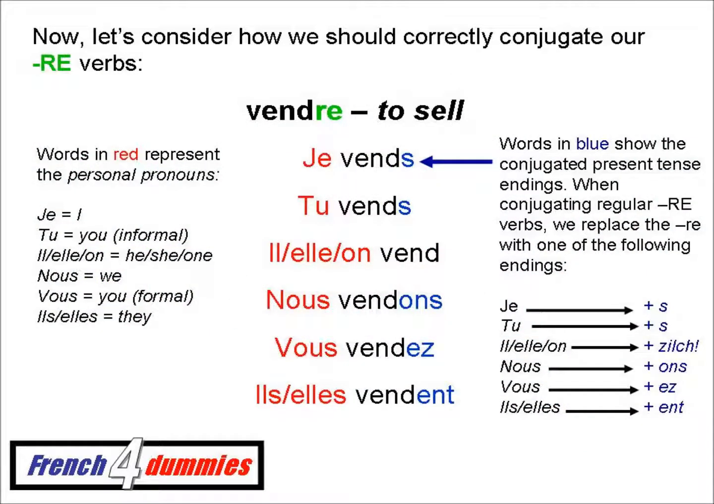Right. So now you're done thinking about how to conjugate the RE verbs, let's look at how we should actually conjugate them in real life. I have chosen the example of vendre, to sell, to explain this to you. As you know, the words in red represent the personal pronouns, and the words in blue represent the conjugated present tense endings. When conjugating regular RE verbs, we replace the RE with one of the following endings. Je with S, tu, S, il, elle or on with nothing at all, nous, ONS, vous, EZ, and ils or elles is ENT.